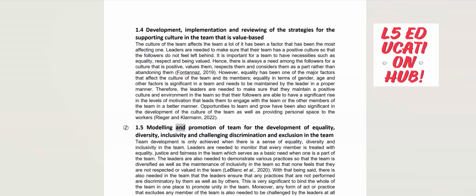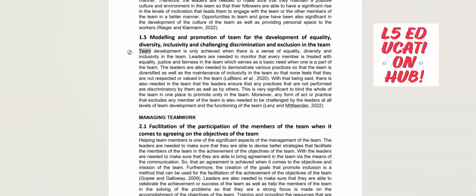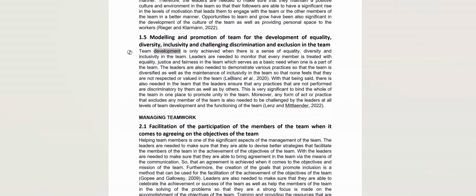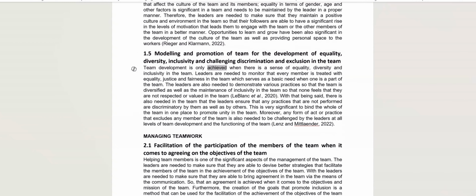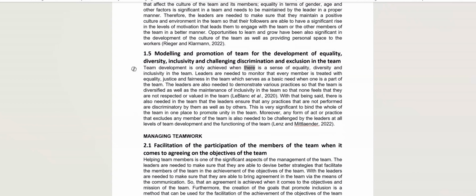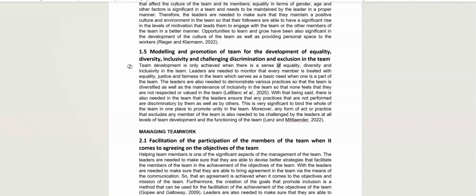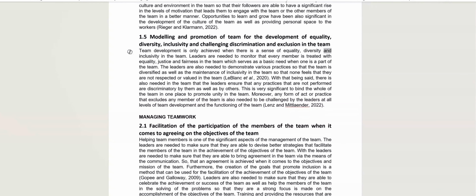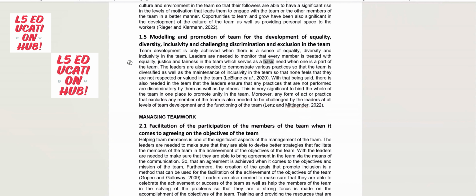1.5 Modeling and promotion of team for the development of equality, diversity, inclusivity, and challenging discrimination and exclusion in the team. Team development is only achieved when there is a sense of equality, diversity, and inclusivity in the team. Leaders are needed to monitor that every member is treated with equality, justice, and fairness in the team, which serves as a basic need when one is a part of the team.